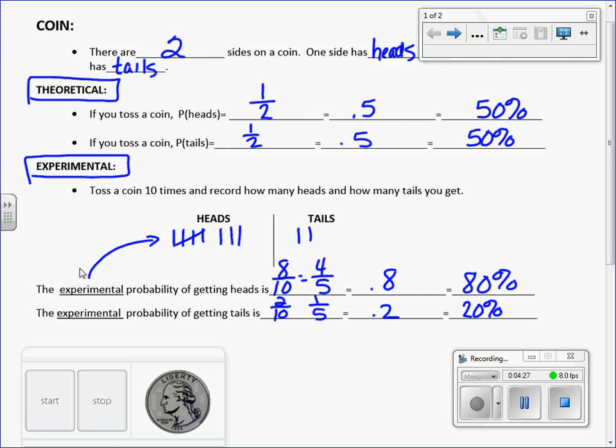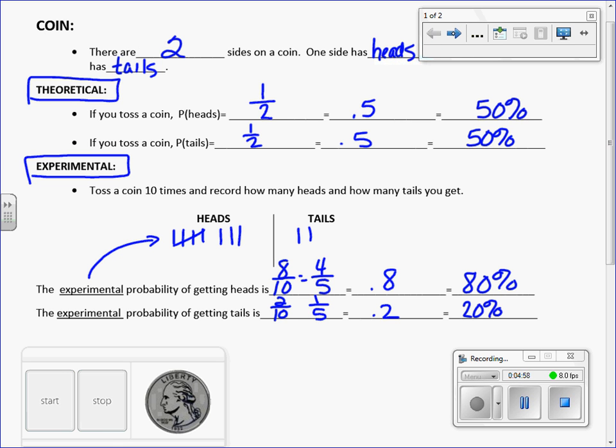Now, you could explain this away all day saying, well, it was because it was on the computer, or maybe because you hit start and stop too quick, but that's not the point here. The point is that when we only did an experiment 10 times, our experimental probability isn't anywhere close to our theoretical probability.